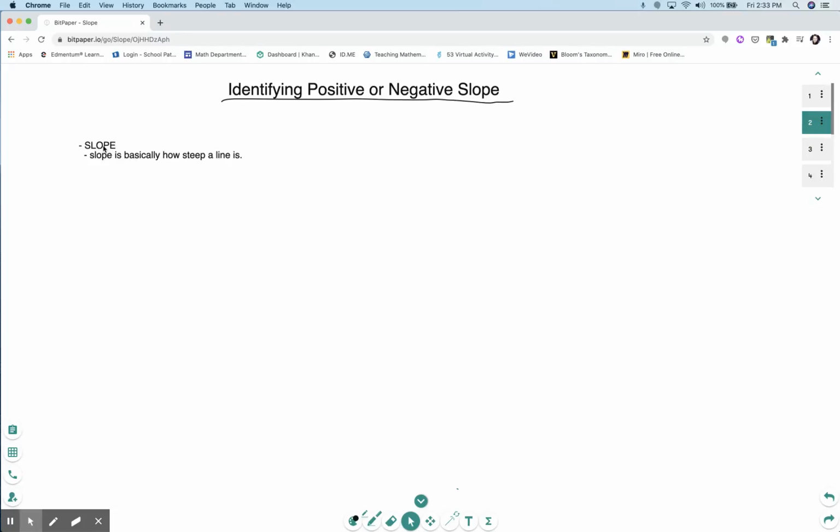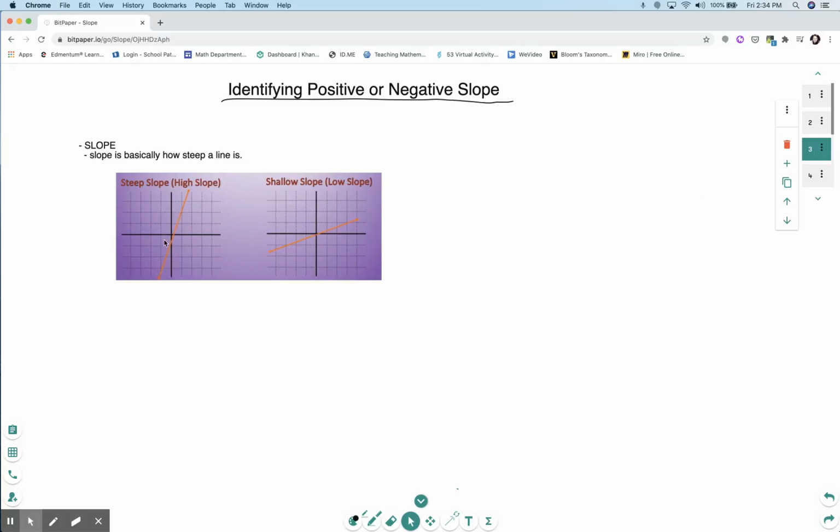So first, let's go over a basic definition of slope. Slope is basically how steep a line is. So I'll give you a little picture that you can pause the video and copy down to help understand that. If we have a high slope, it's going to look really steep. So this line is tilted to an extreme degree versus this shallow slope, which is a low slope. So if we have a very high slope, then it's going to be a steep line. If we have a low slope, then it's going to be shallow. Okay, that's just a quick definition to give you to put in your notes.